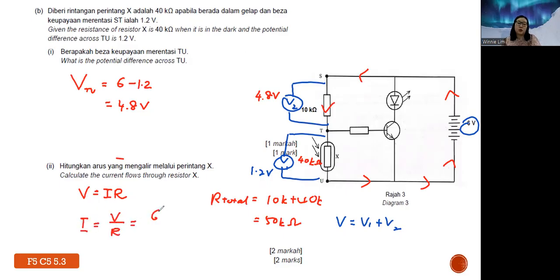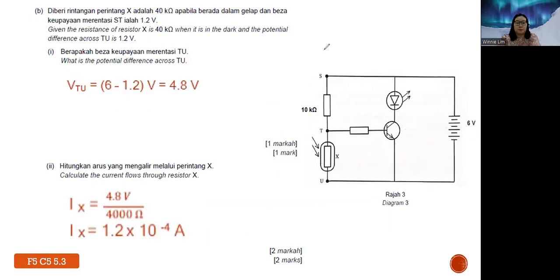Right? So your total voltage is 6, and your total resistance is 50,000, since kilo is 1,000. Then you can get the answer for the current, which is 1.2 times 10 to the power of -4 ampere. So we check whether the answer is correct or not.